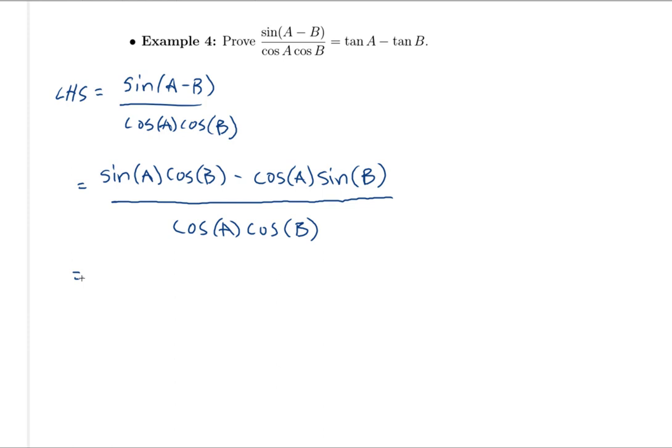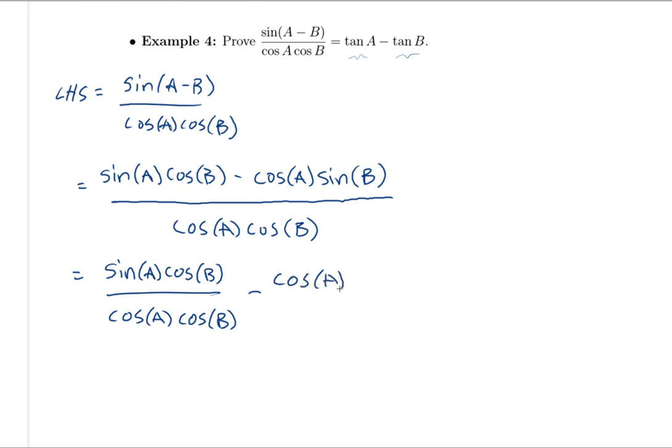And on the right-hand side, we can see we have two distinct terms subtracted. So we can certainly say it's this first term over the cosine of A, cosine of B, minus cosine of A, sine of B, over cosine of A, cosine of B. And then, of course, some nice cancellation happens that really does the job for us, right?